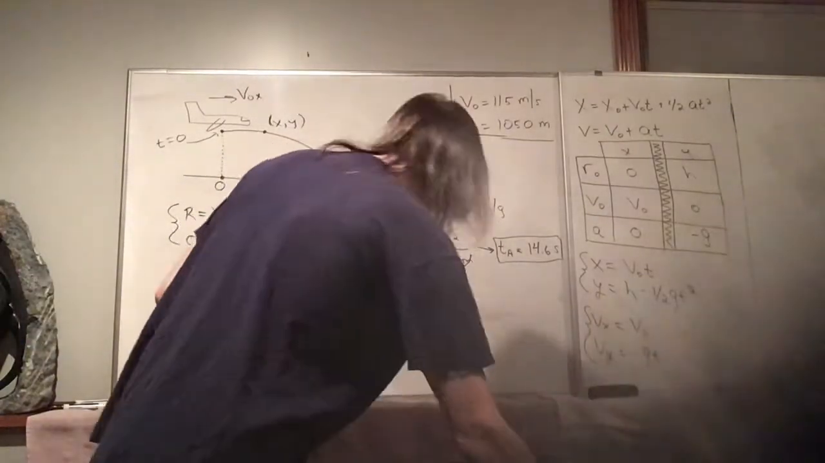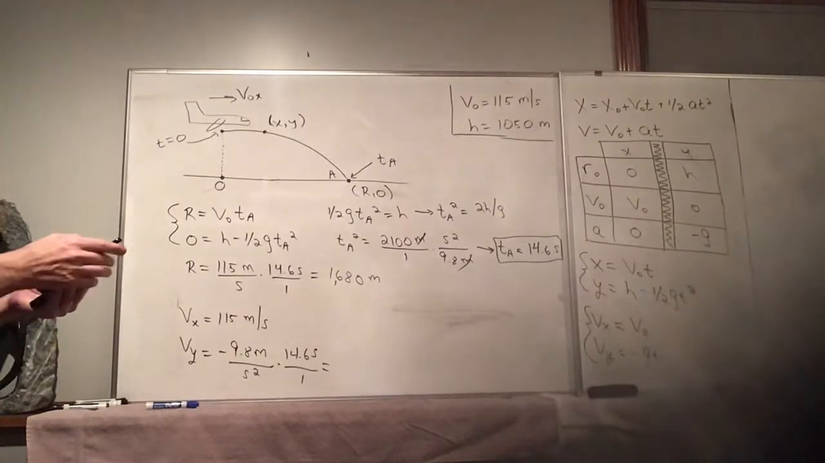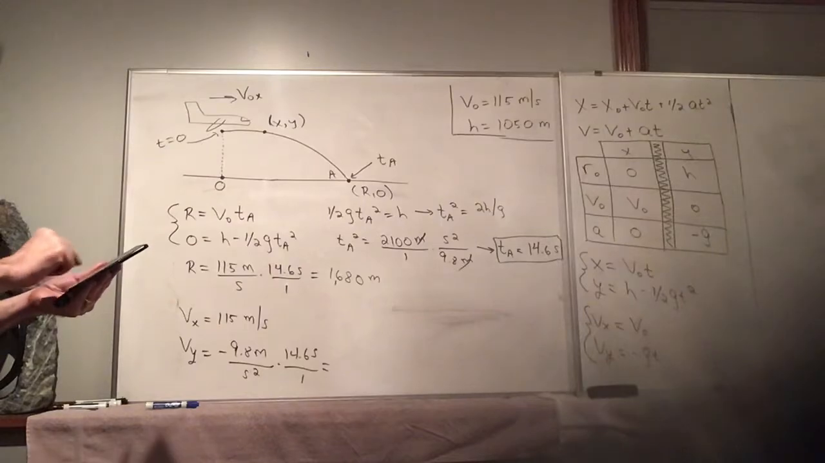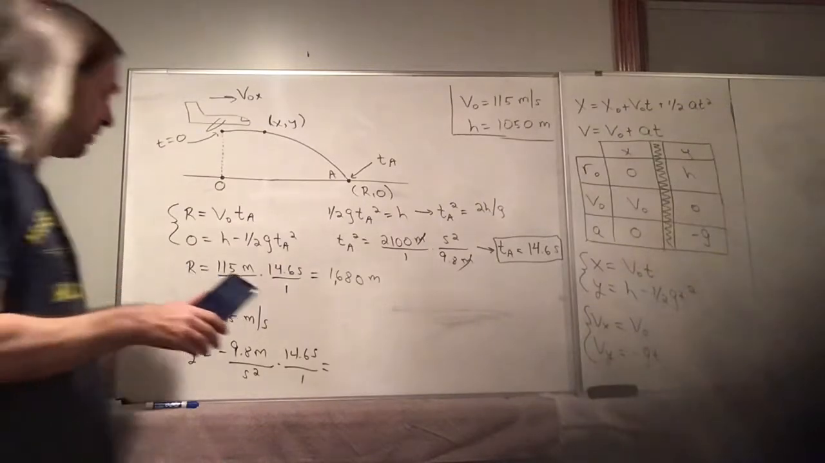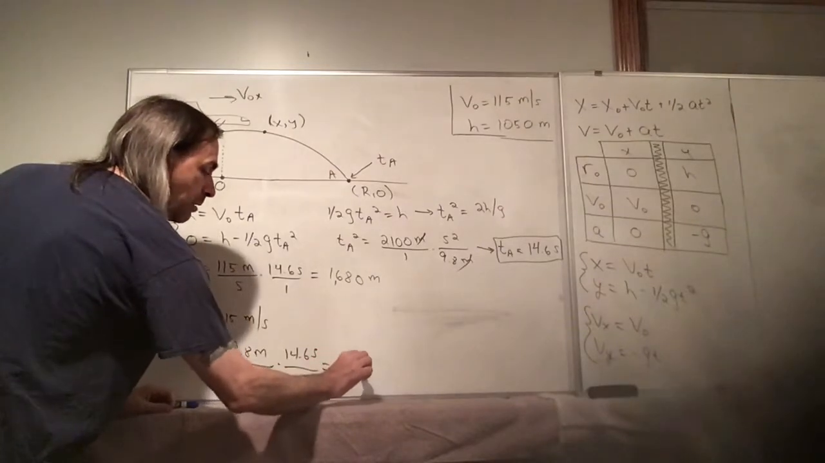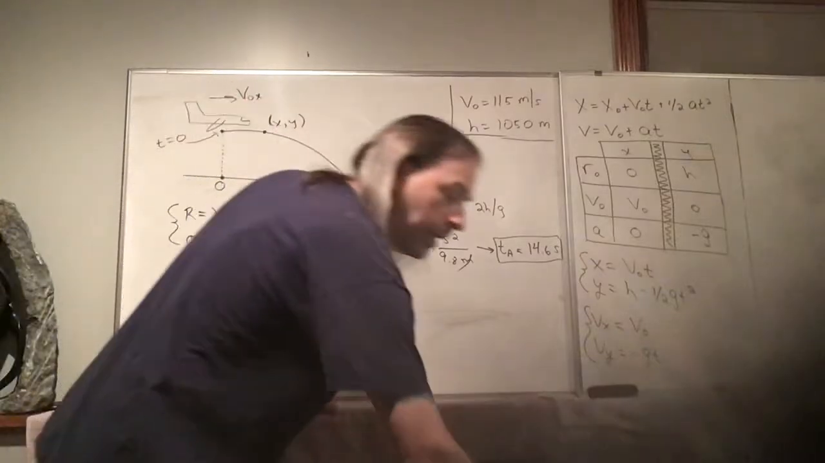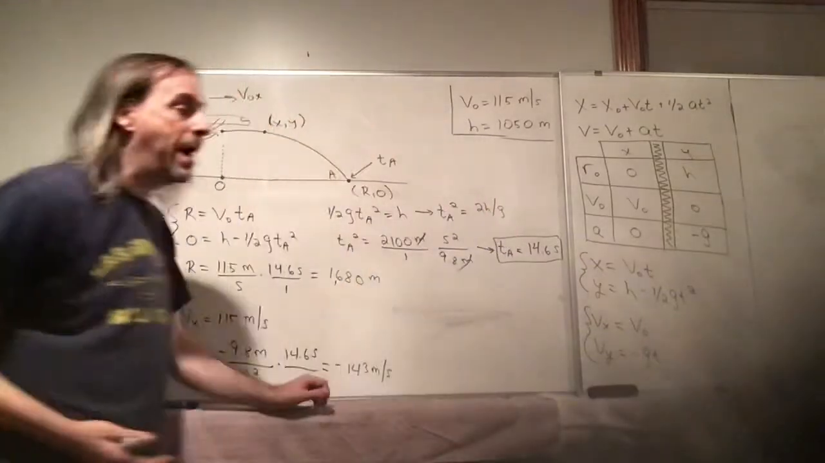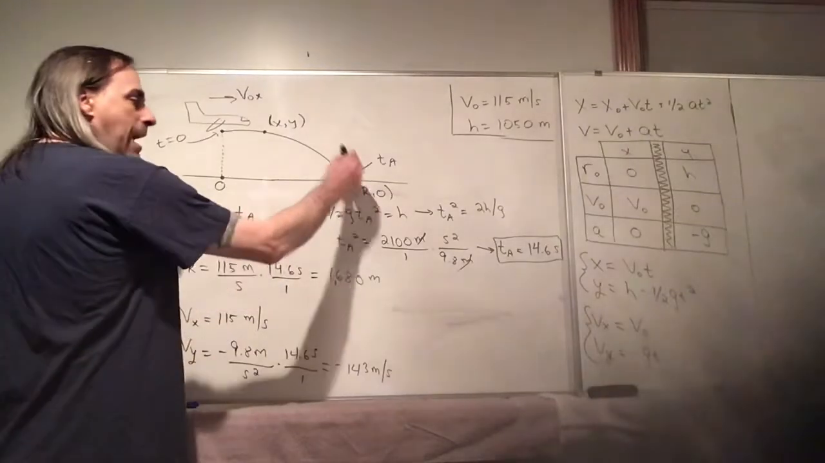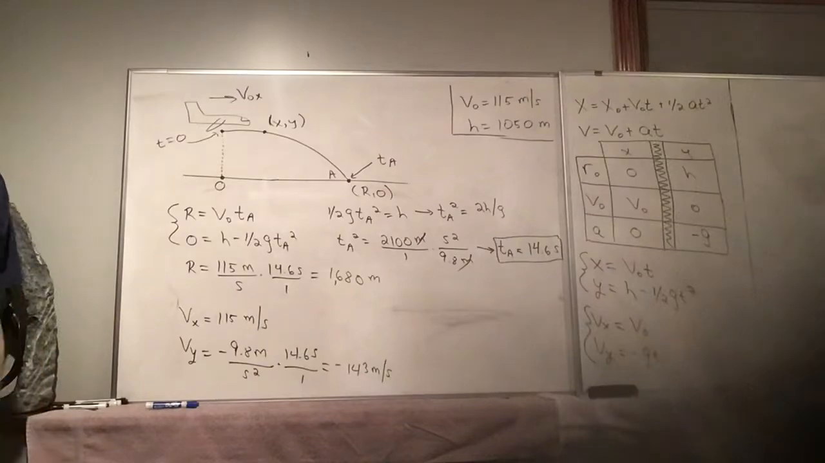Alright, so it's going to be around 140 or so. 14.6 times 9.8, yeah, 143 meters per second. And, well, minus. Yeah, so basically that's what we would expect. You know, up is our positive direction. So when it hits the ground, it's moving downwards at this speed and horizontally at this speed.